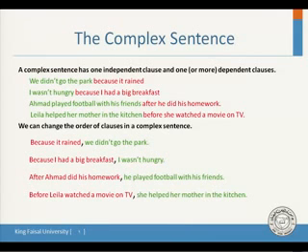Look at these sentences, the same meaning. We have four sentences written in two different ways, and they give the same meaning. When we start with the dependent clause, we use a comma, as you can see in the last four examples. Now, again, we use a comma if the dependent clause comes first. Remember this, okay?